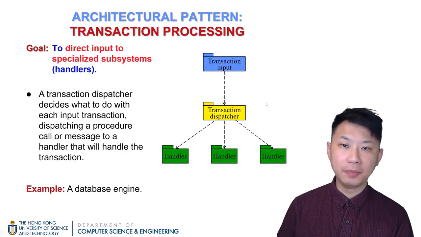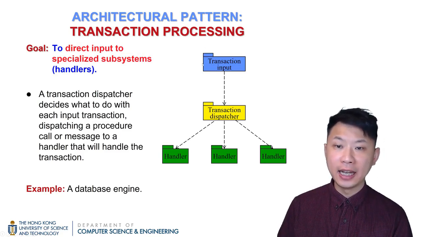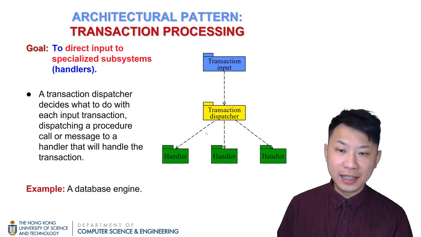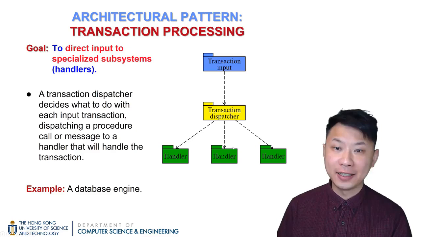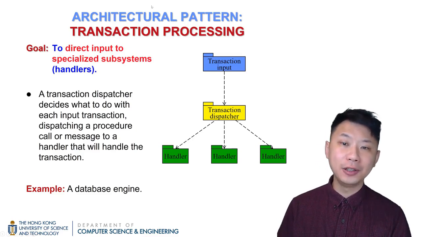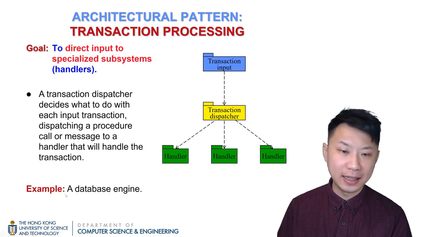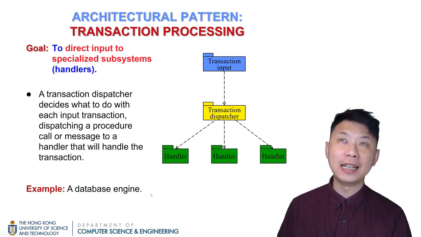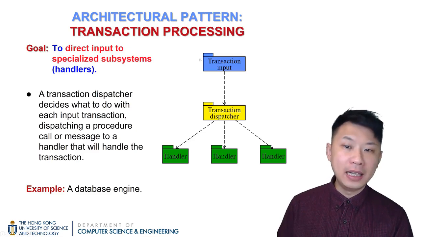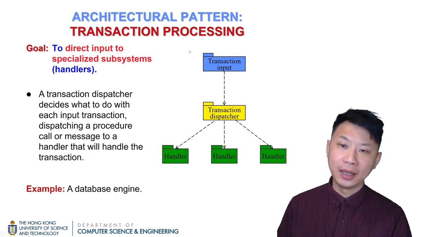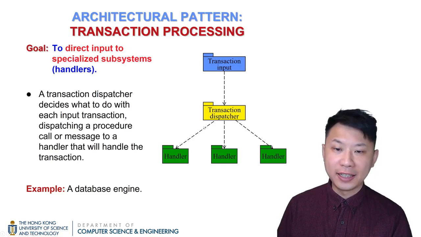And this is the transaction processing pattern. In this pattern, we have a subsystem to handle all the transactions, and then those transactions will be fed into a transaction dispatcher, which will eventually dispatch these transactions to different handlers to process them. And an example application that utilizes this transaction processing pattern is a database engine. Because within a database management system, we have many transactions. Then the DBMS is going to utilize this pattern to dispatch the transactions to different handlers to process the transactions.